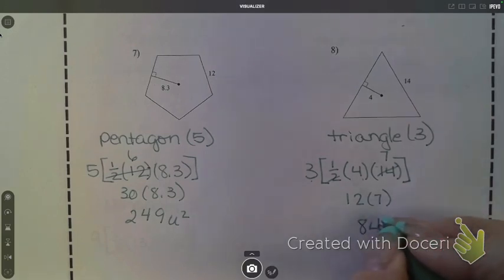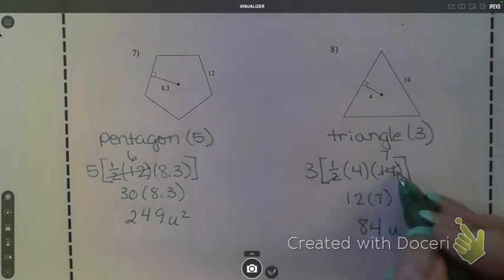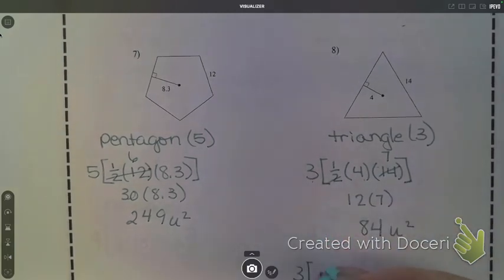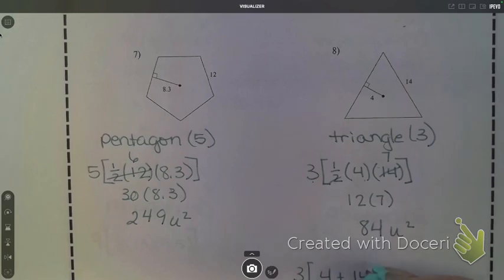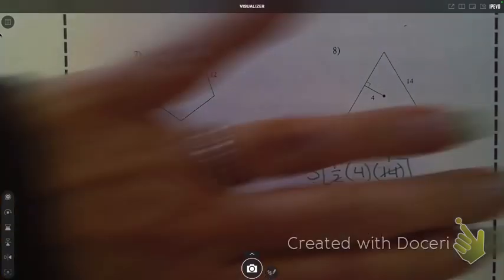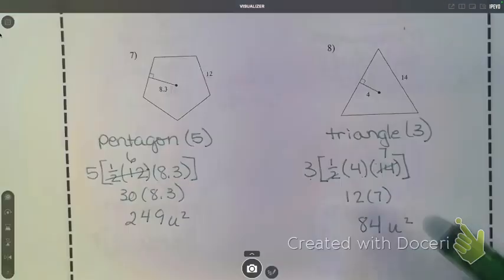Wait, why aren't we multiplying 3 times 14 too? Because there's no addition. It's not 3 times 4 plus 14. If it was 4 plus 14, we would distribute it, yes? Yeah. But this is multiplication. It's just straight across. Don't be making it harder.